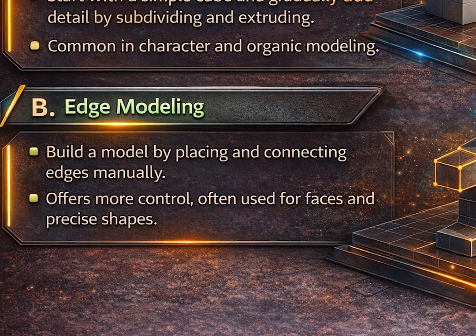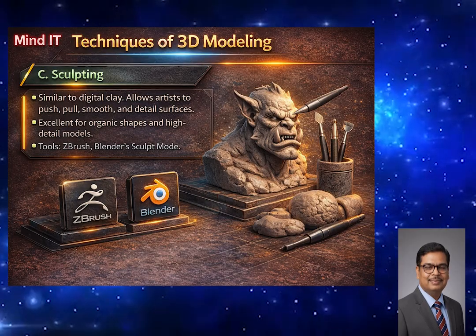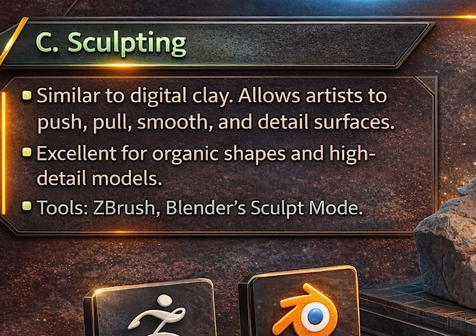Three, sculpting. Similar to digital clay. Allows artists to push, pull, smooth, and detail surfaces. Excellent for organic shapes and high detail models. Tools: ZBrush, Blender Sculpt Mode.